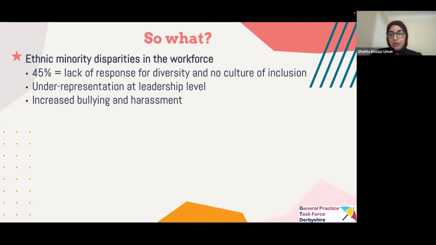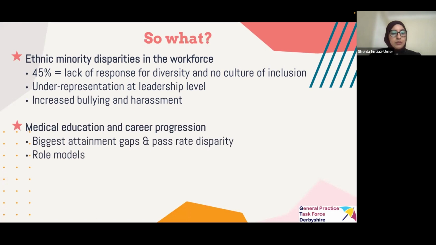And this is, again, not just clinical, but also non-clinical staff. In terms of medical education and career progression, repeated reports have shown that there are attainment gaps and that there is a pass rate disparity. So for some exams, particularly in terms of GP, Black, Asian and ethnic minority colleagues are more likely to fail by 4 times more compared to white colleagues and peers.